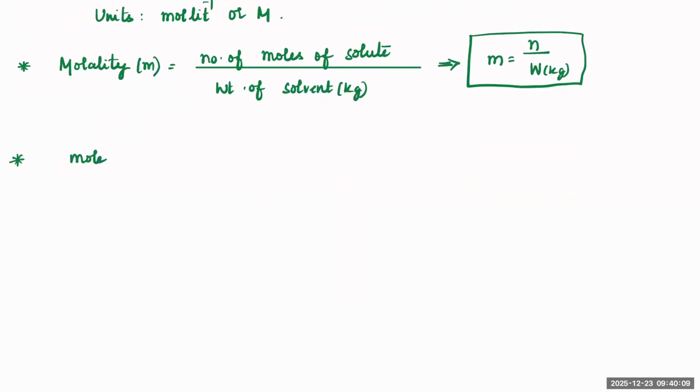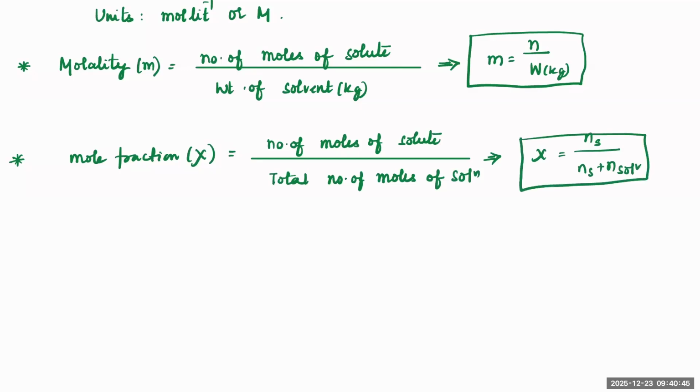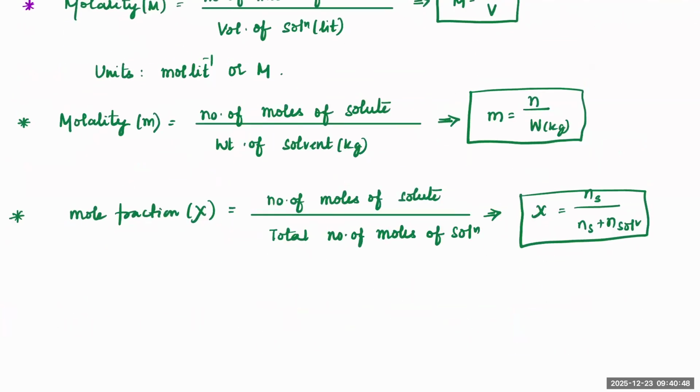Then we have mole fraction, which we represent with chi. This is read as chi. It is the number of moles of solute upon the total number of moles of solution. So that implies this is equal to the number of moles of solute by solute plus solvent. These are the terminologies that we will be using. Is it clear?